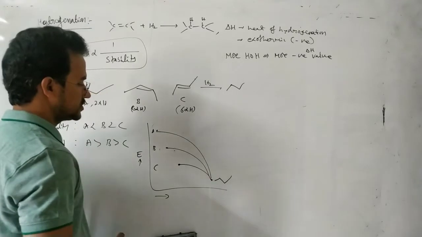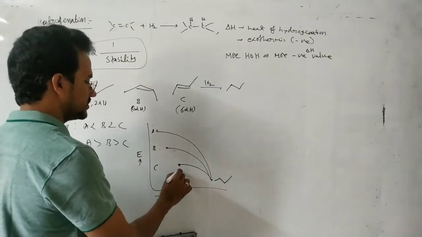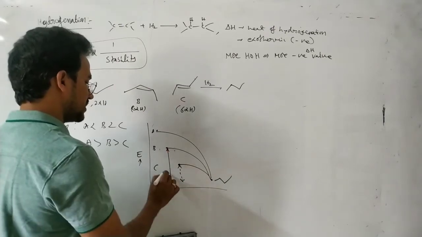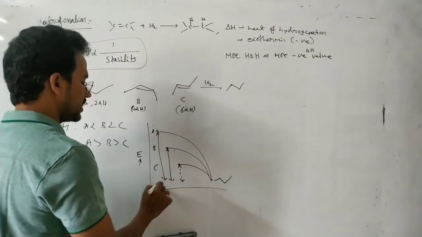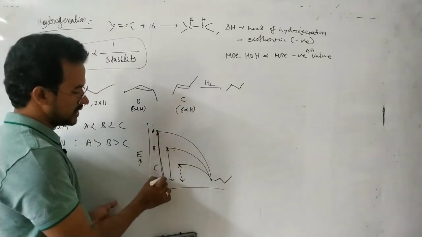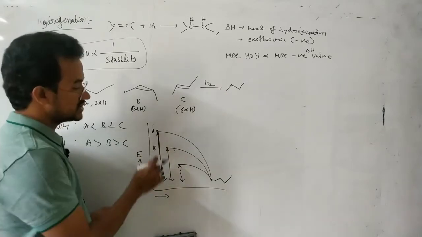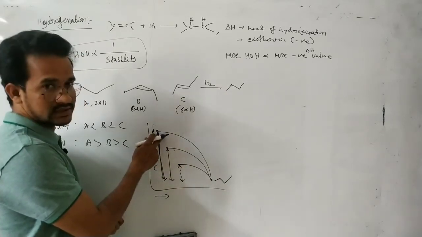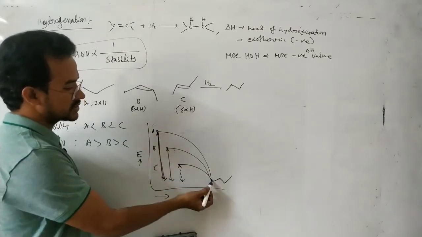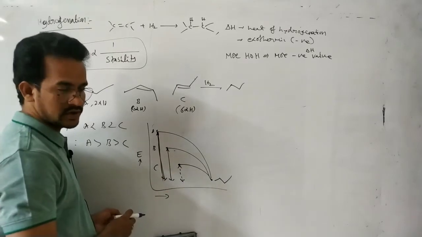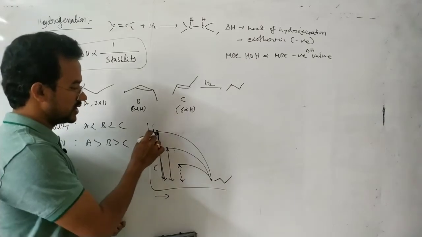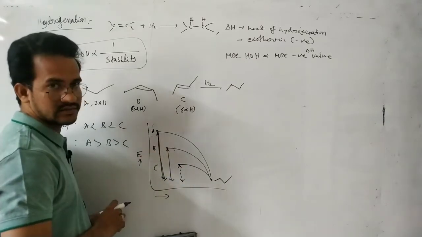In this case, this one has a lower energy, this one has a higher energy, and this one has a very high energy. So a very less stable alkene releases more energy, because the energy difference between the product and reactant is very large. For trans-2-butene and the product, the energy difference is very small, so this much energy is released during hydrogenation. For 1-butene, this much energy is released.